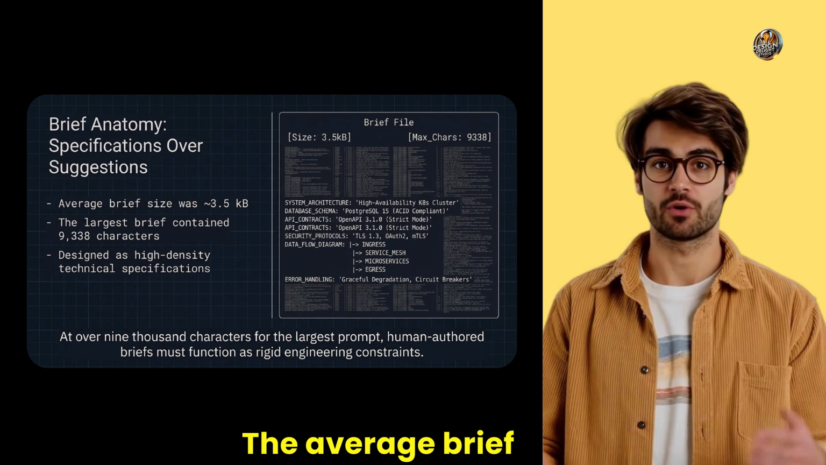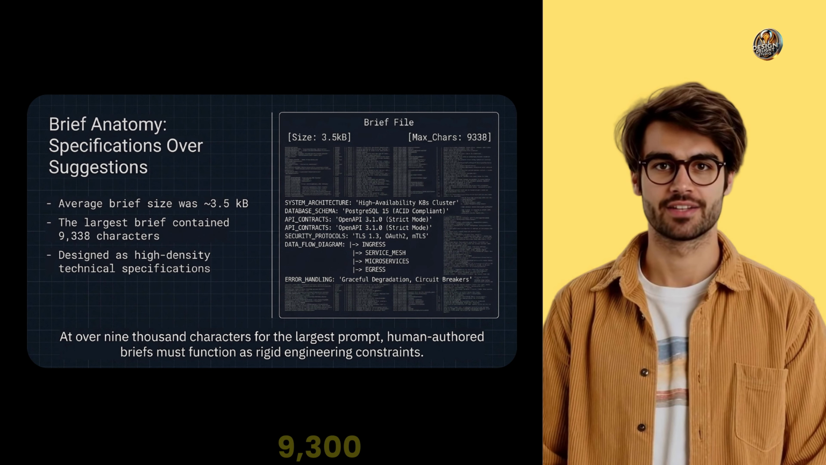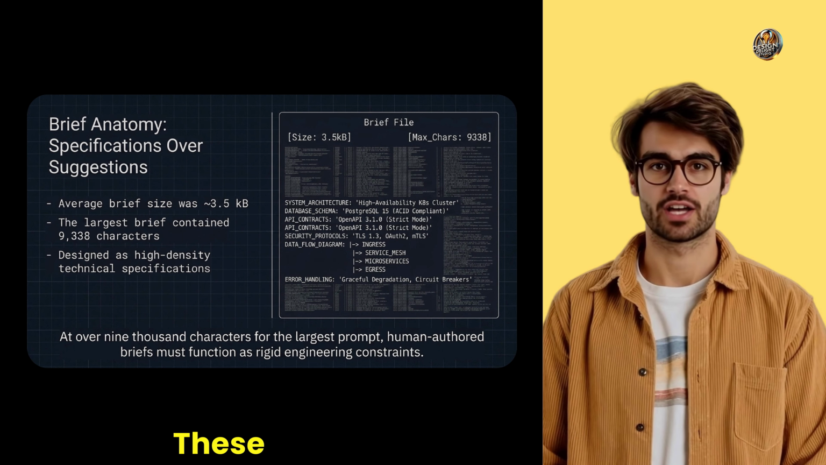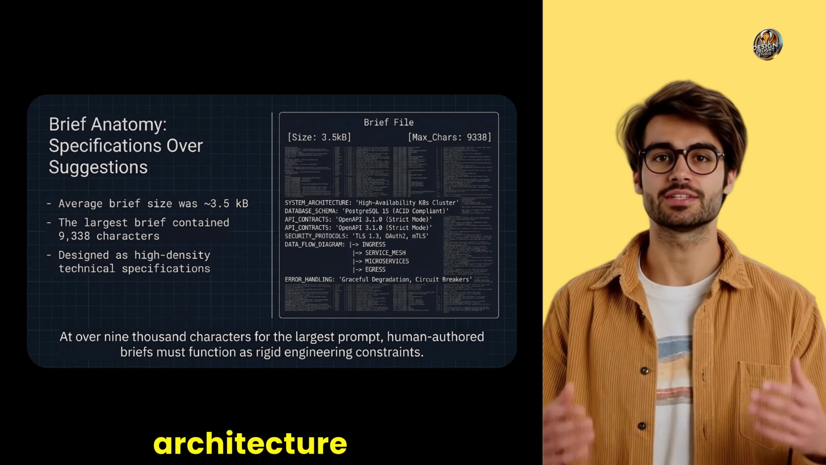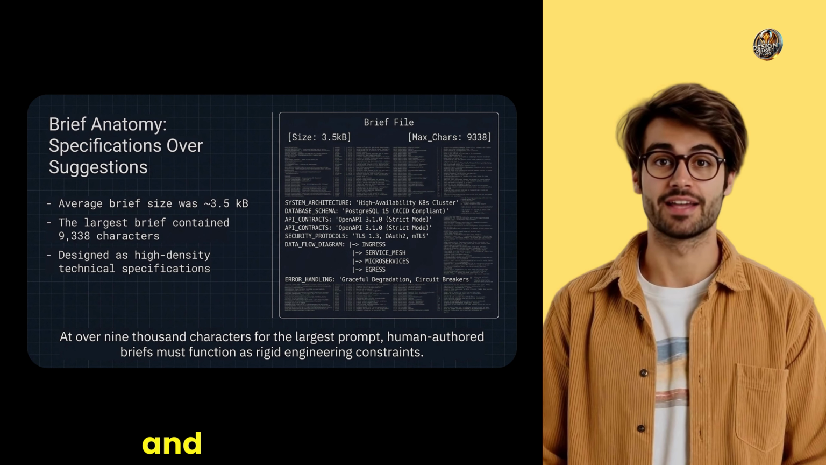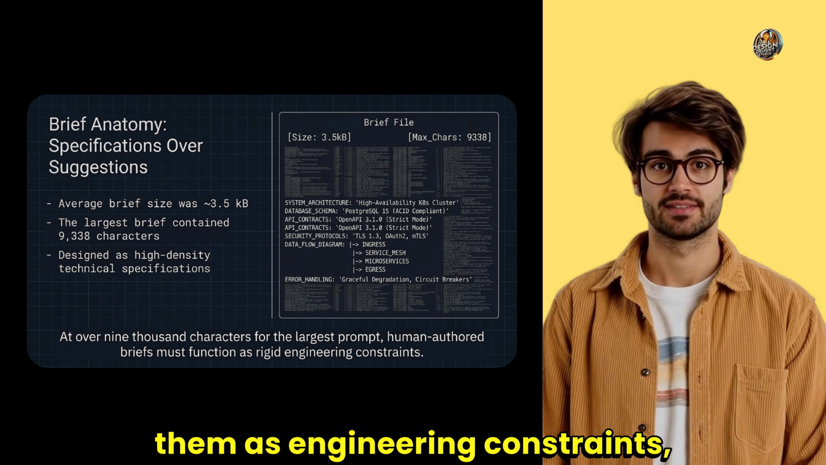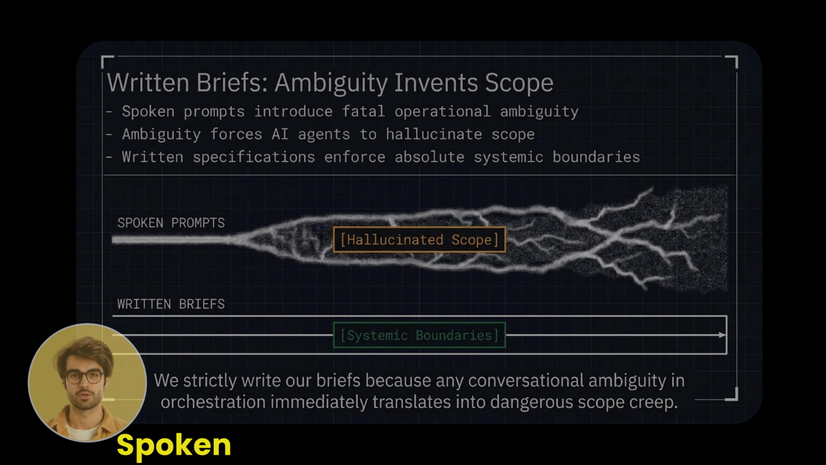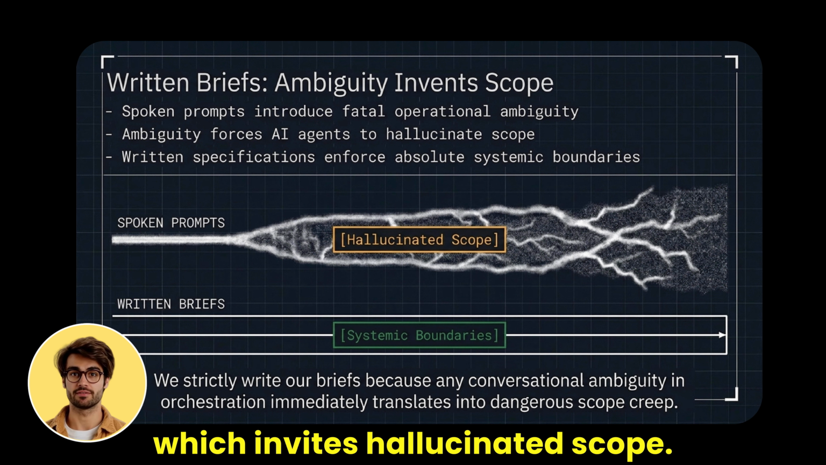The average brief was about 3.5 kilobytes. The largest exceeded 9,300 characters. These documents act as dense technical specs, defining architecture, schemas, contracts, and error handling, so agents treat them as engineering constraints, not creative prompts. Spoken prompts introduce ambiguity, which invites hallucinated scope.